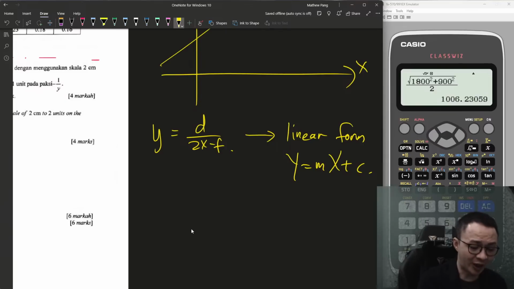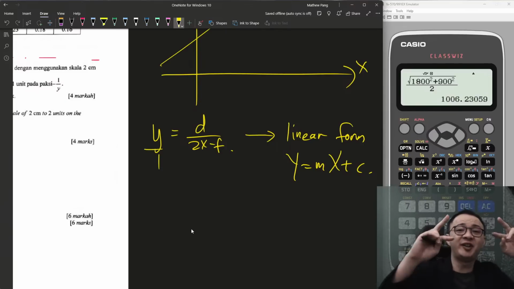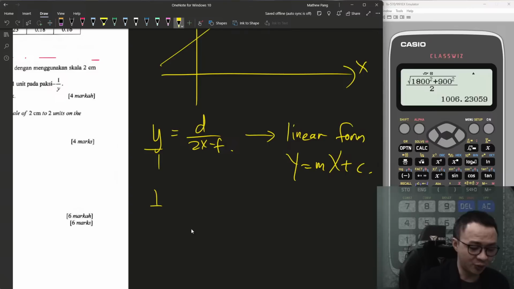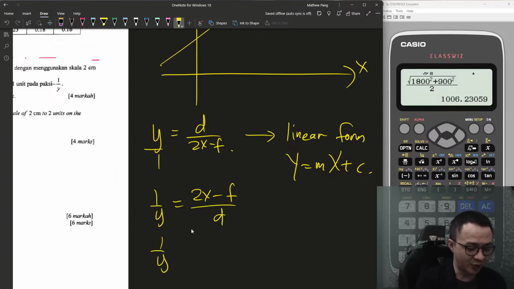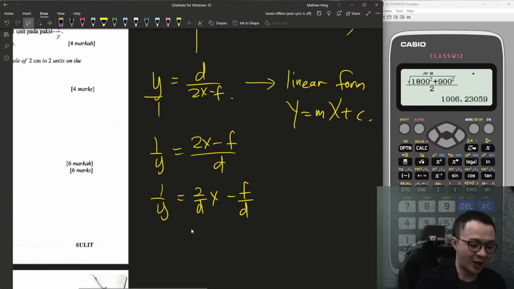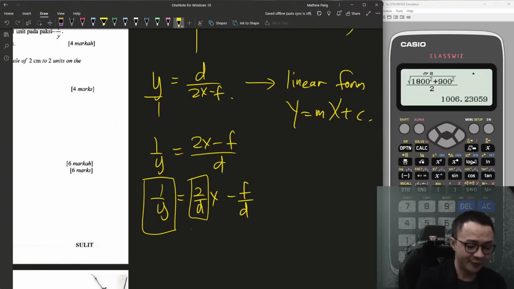So I want to get 1 over y. This is y over 1, right? I'm going to flip over the equation. So this is 1 over y equals 2x minus f divided by d. So this is 1 over y equals 2 over d times x. I split the fraction, minus f over d. Do you see? Right now I have my y, this is my m, and my c.